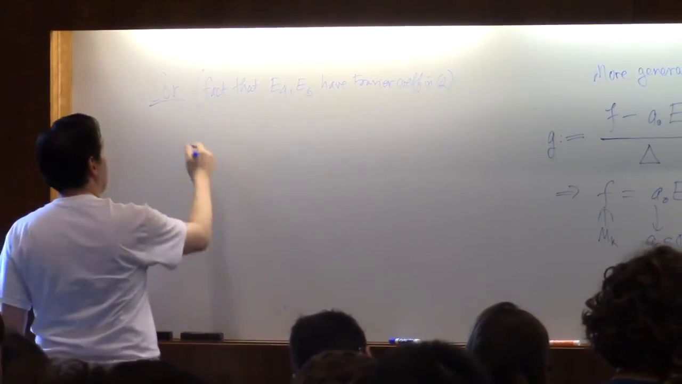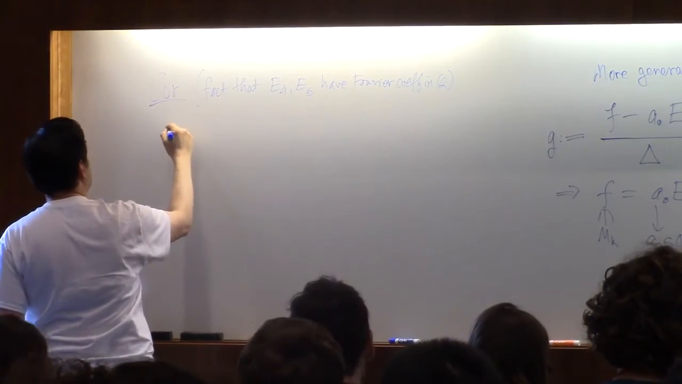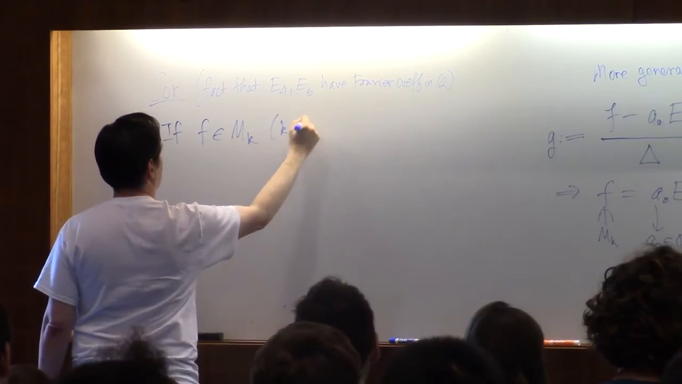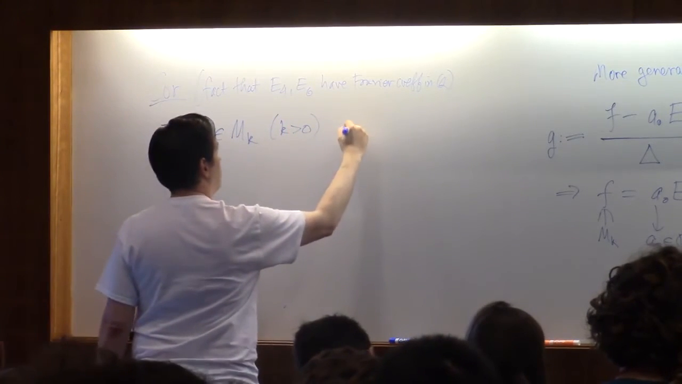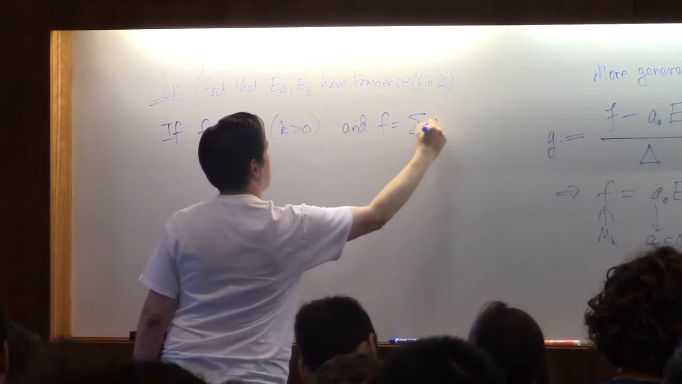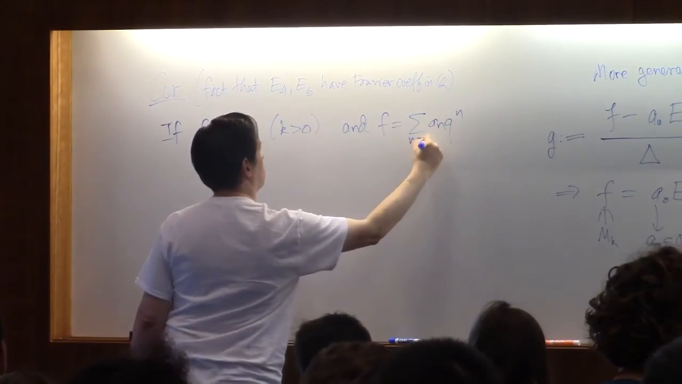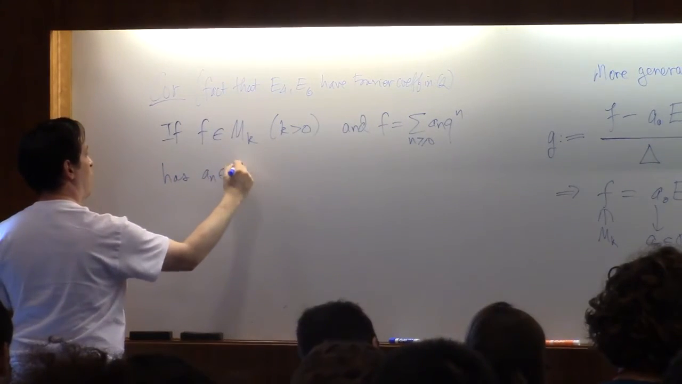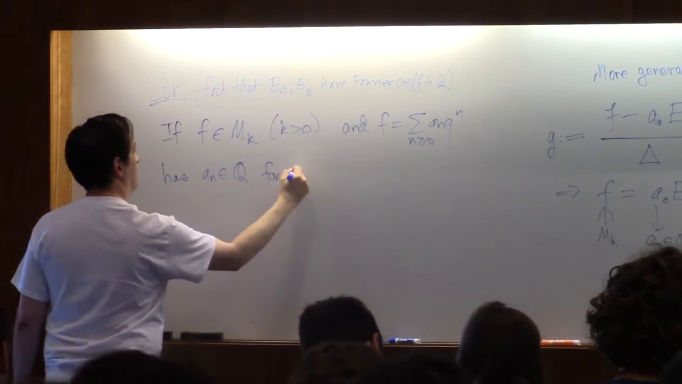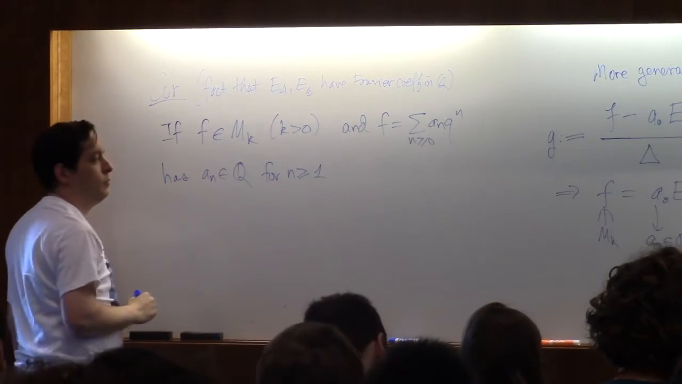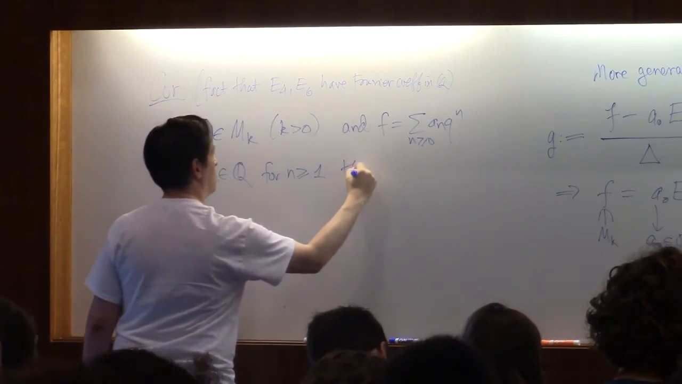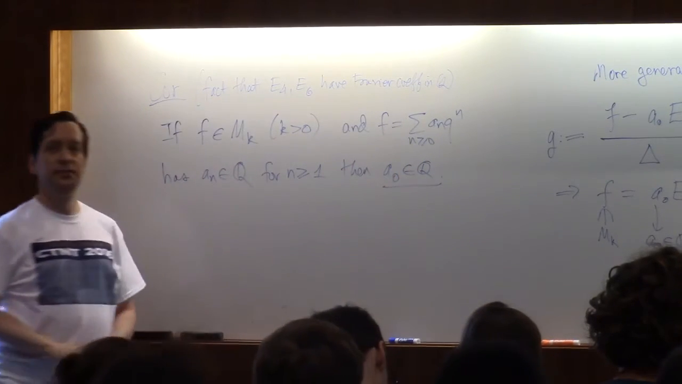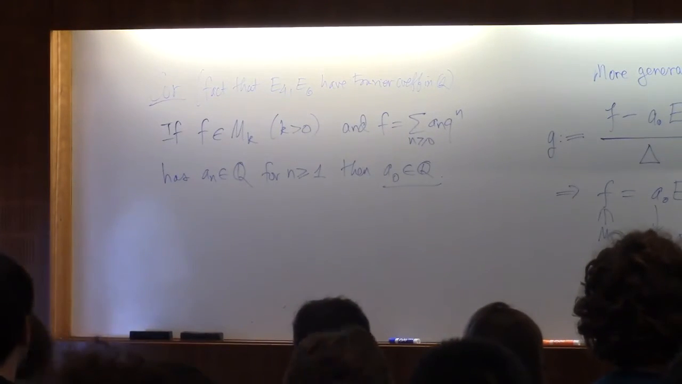A corollary of this fact is that if you have a modular form of weight k, positive weight, we're not interested in constants, and you write out its q-expansion, and all the coefficients are rational beyond the constant term, then the constant term must be rational. Okay? This is a non-trivial fact.